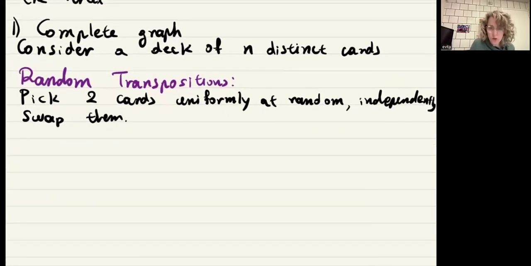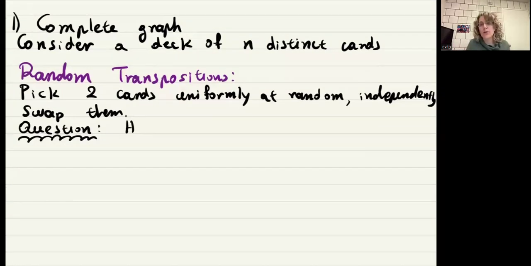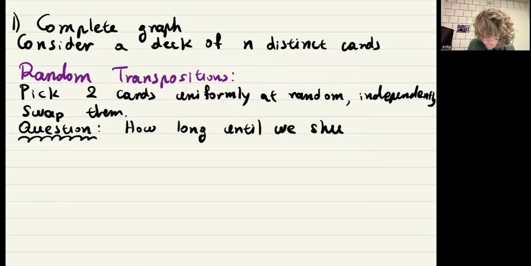I already told you in terms of the interchange process the question we like to ask, but in terms of card shuffling, perhaps it makes more sense why we ask this: how long do we need to shuffle? How long does it take for us to shuffle the deck well enough? I'll turn this into math in a minute. So we repeat this process of picking two cards uniformly at random, independently, and swapping them, and we want to know how long until we shuffle the deck well enough.